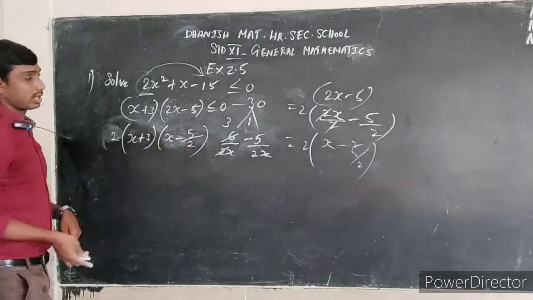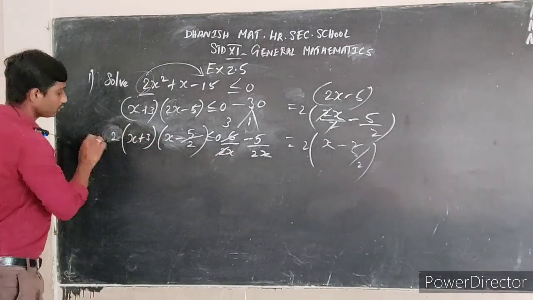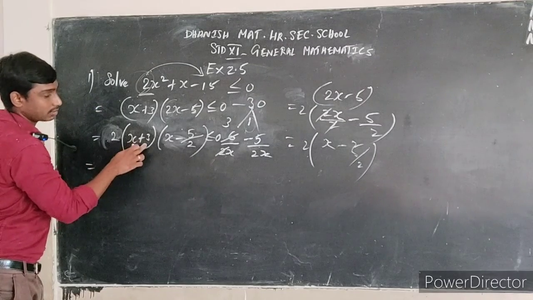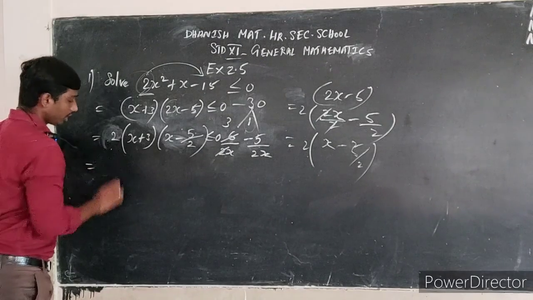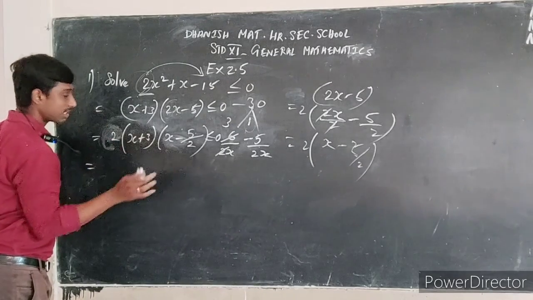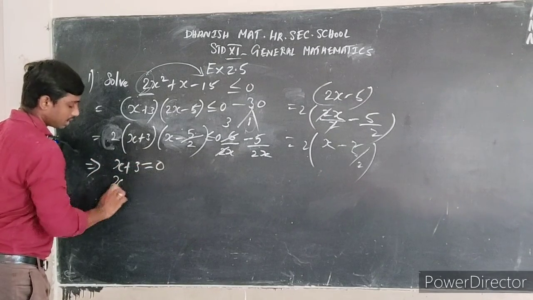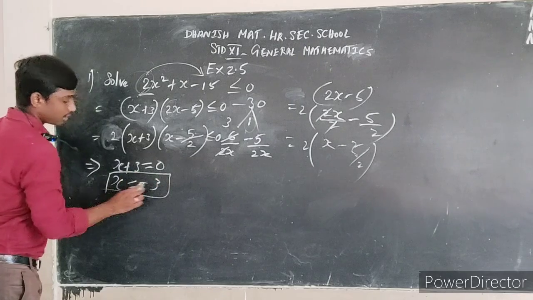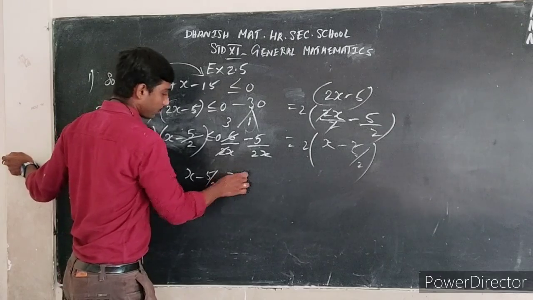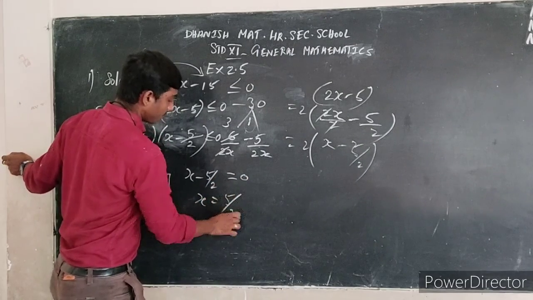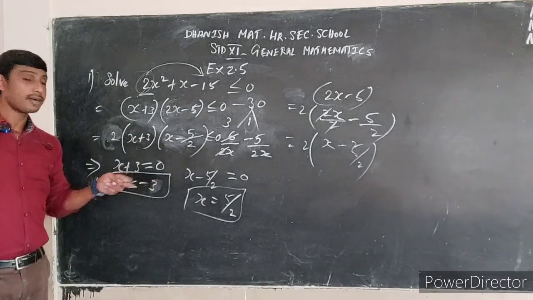The same procedure we use here, lesser than or equal to 0. So what value are we getting? 2x plus 3, x minus 5 by 2 lesser than or equal to 0. Now equate each factor to 0. x plus 3 equal to 0 gives x equal to minus 3. Comparing x minus 5 by 2 with 0, x is equal to 5 by 2. So what is the interval here? That is minus 3 comma 5 by 2.